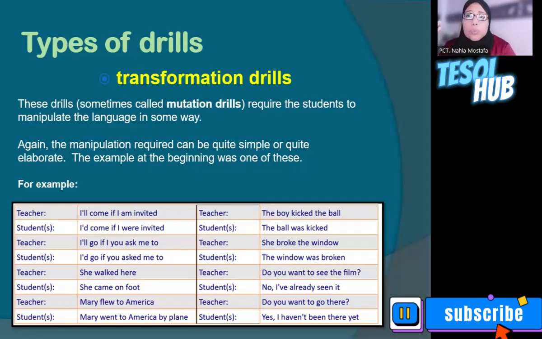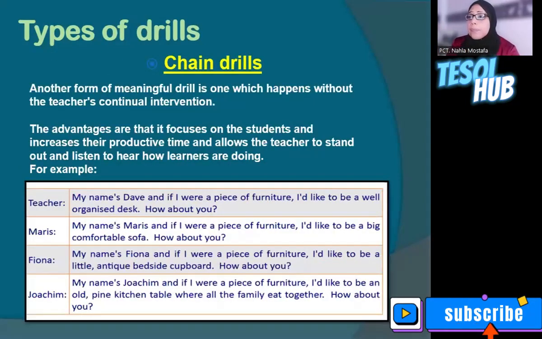Okay, so with transformation drills, we can change the form from an affirmative one into a negative one, or into a question, as in the examples we mentioned at the beginning of the video, or we can change from present to past, or from past to present, or from present to future, from future to another tense. So this is what we call transformation drills.